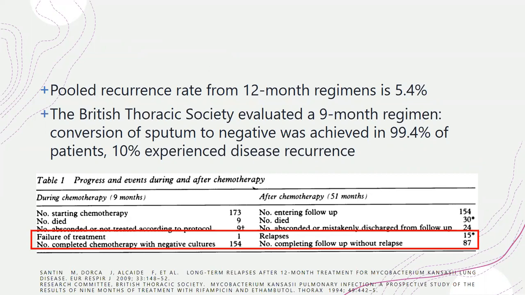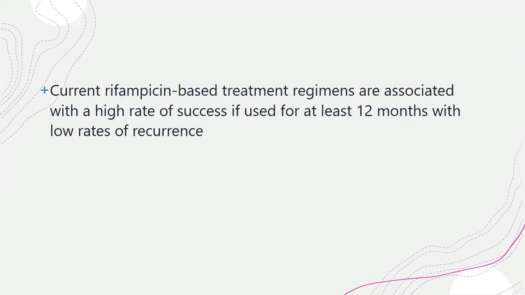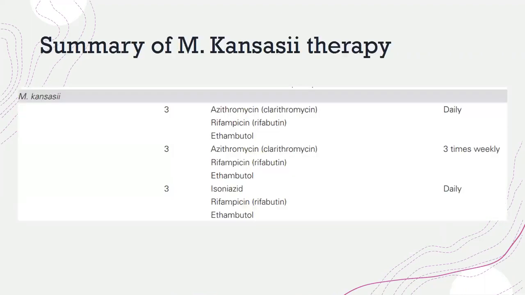In those patients, they had a great bacteriological response. They had 99% culture conversion, but 10% experienced disease recurrence. Because that's higher than our 12-month regimen, we recommend treating these patients for at least 12 months, because we have strong evidence to suggest it has lower rates of recurrence.